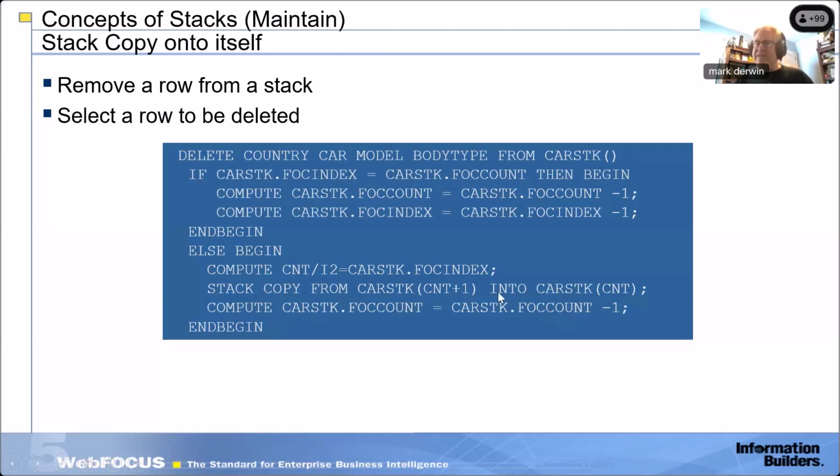What this does is it copies the row of data from the row below the row that you're deleting for the entire stack. Let's say the user picked row 5. It moves the data from row 6 into row 5. Then, since we're in a loop, from 7 to 6, from 8 to 7, etc., until we're finally left with 2 values at the end, and we just remove it by subtracting 1 from focount.